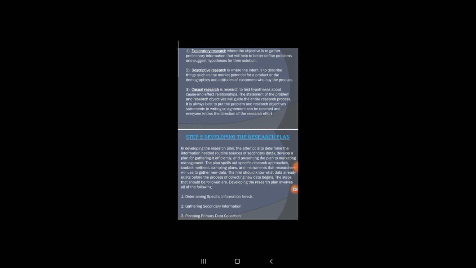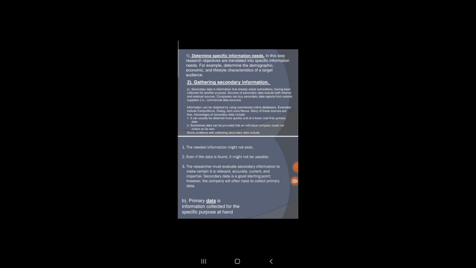The steps that should be followed in developing the research plan involve all of the following. Number one, determining specific information needs. Number two, gathering secondary information. Number three, planning primary data collection. Number one, determine specific information needs. In this step, research objectives are translated into specific information needs. For example, determine the demographic, economic, and lifestyle characteristics of a target audience.